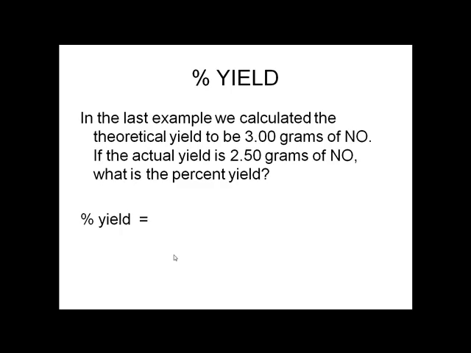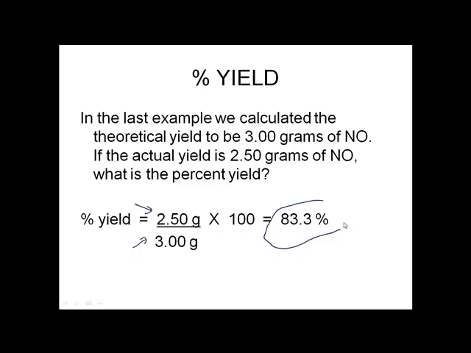So in the last example, we calculated the theoretical yield to be 3 grams of nitrogen monoxide. If the actual yield is 2.5 grams of NO, what is the percent yield? All we do is 2.5, that's our actual yield, over our theoretical, times 100, 83.3%. If you ever get over 100% yield, you did something magical, and you know you did something wrong. You need to go back and fix that, because we will never get over 100% yield. If we did, that would be unbelievable.